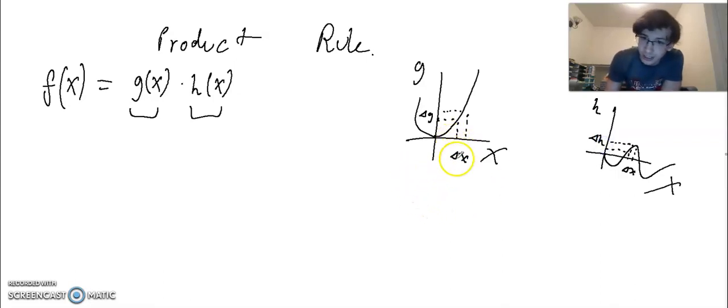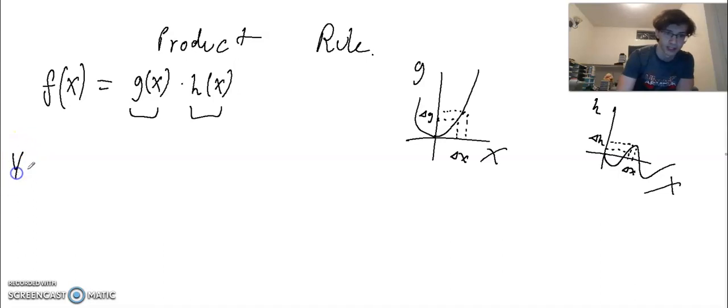So if we have this delta x, and as it gets really small, these two points get put on top of each other. So as delta x gets really small, so does delta g. And the same goes for delta x with respect to delta h. So just keep that in mind. We went over that a little earlier. Let's redefine this into some simpler terms.